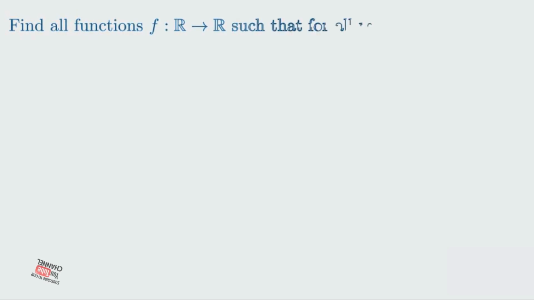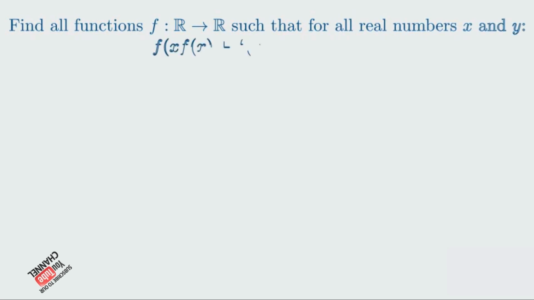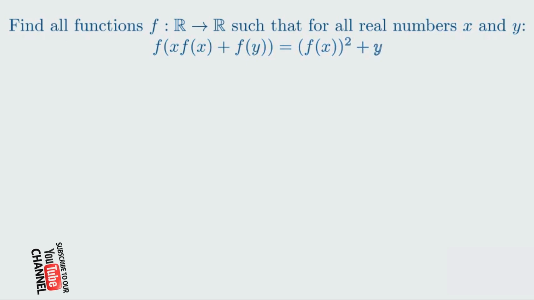Hello! Today, we're going to solve a fascinating problem in mathematics, specifically in the area of functional equations. Our goal is to find all functions f that map real numbers to real numbers, such that for any real numbers x and y, the equation f(x f(x) + f(y)) = f(x)² + y.